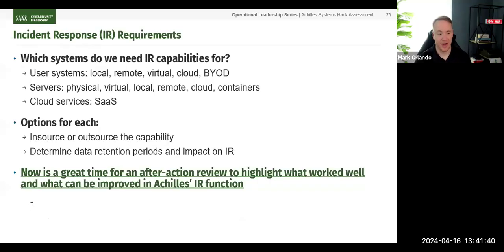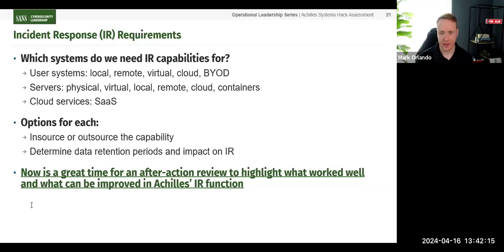Now, once we identify those future threats, those future potential incidents, we need to think about incident response. So which systems do we need IR capabilities for in the Achilles environment? We know that includes SaaS, right? Maybe some cloud infrastructure. We know that includes servers, user systems, et cetera. So for each of these asset types, we need to revisit our staffing plan. Achilles, not a huge company. Like any company, they're going to have limited resources.